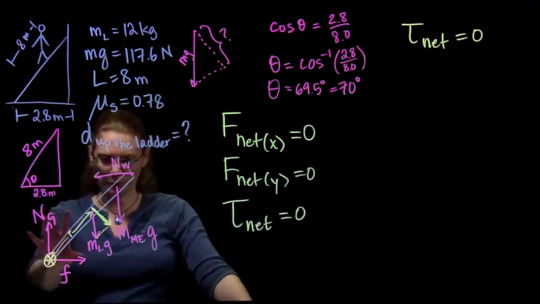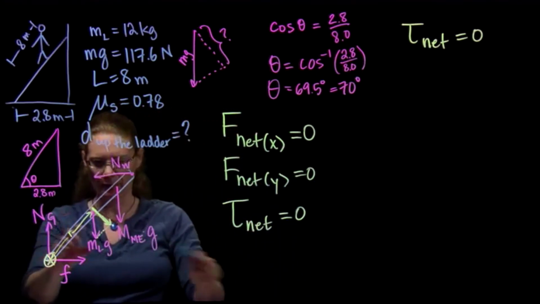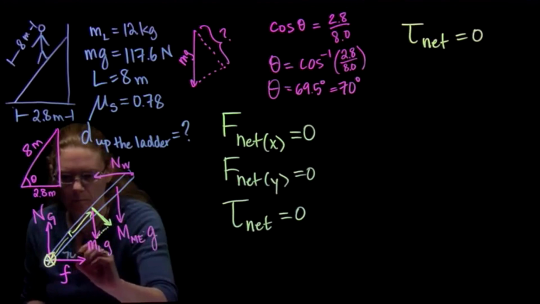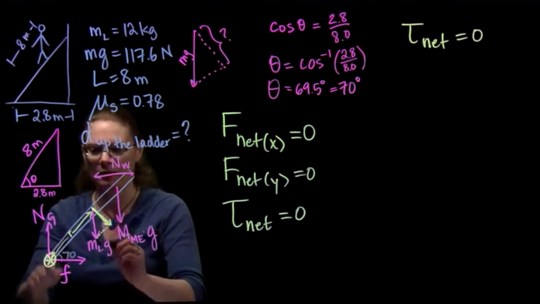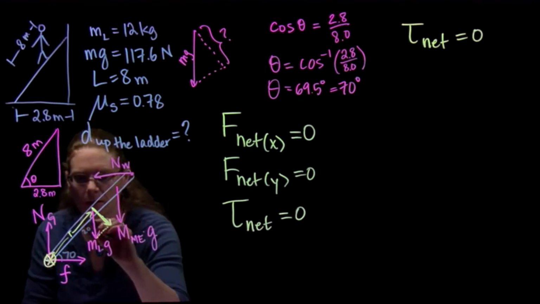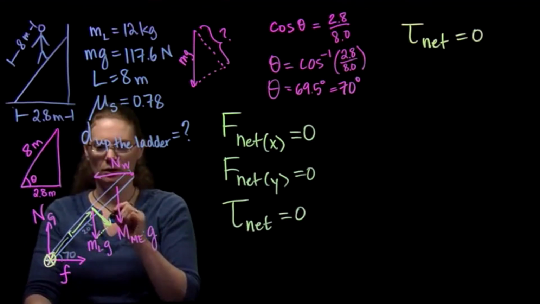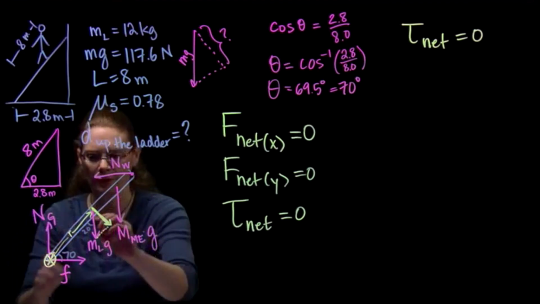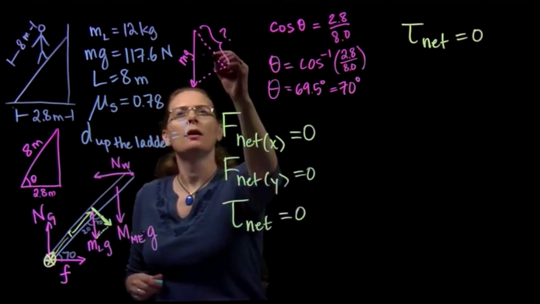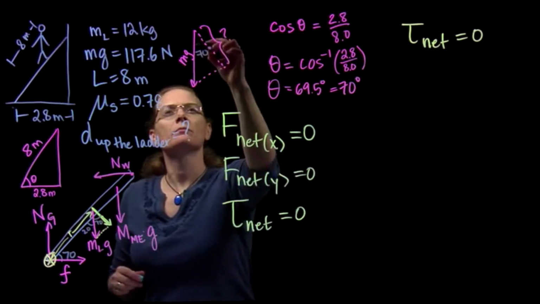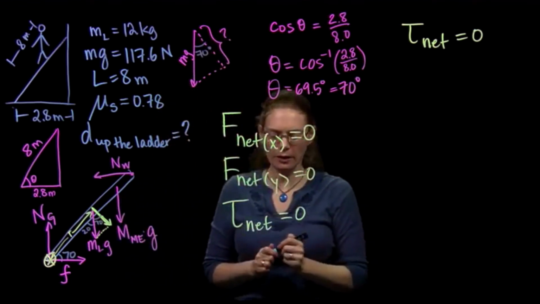If I go back to this picture, what do I have? This is 70 here, because that's what we figured out right here. Well, if this is 70, this up here must be 20. And I've got a right angle there. So if this is 20, that's 70 as well. This angle up top is also 70 degrees. Okay, now I can do it.